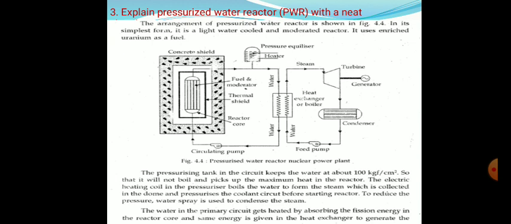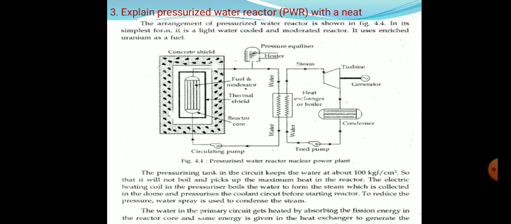So see the figure: it consists of concrete shield, circulating pump, reactor core, thermal shield, fuel and moderator, pressure equalizer, heater, and heat exchanger. Water is coming in and out of the heat exchanger; water is coming and steam is going from the heat exchanger, then it goes over the turbine, generator and then the condenser, and then it is connected to the feed pump. So this is the pressurized water reactor nuclear power plant.